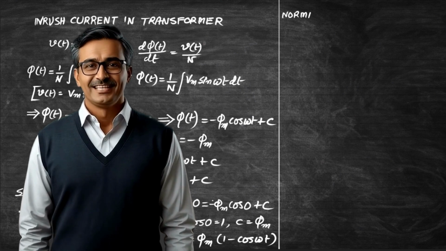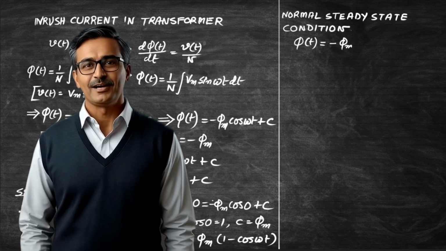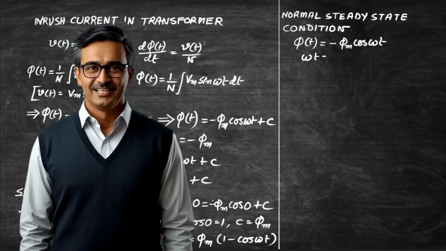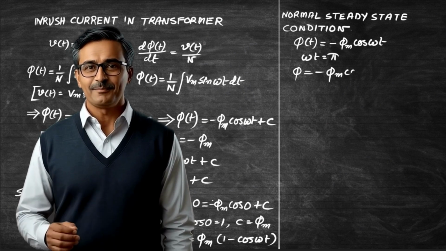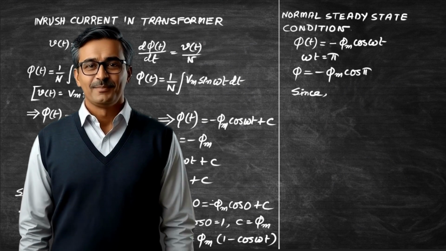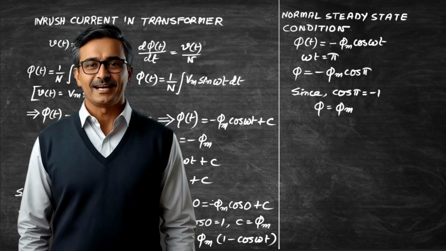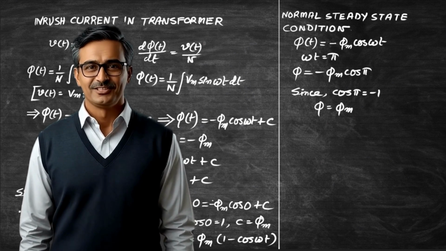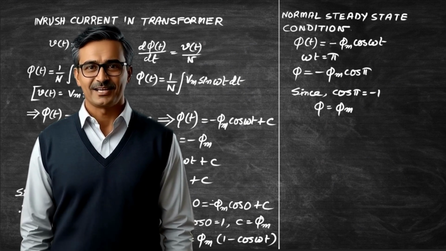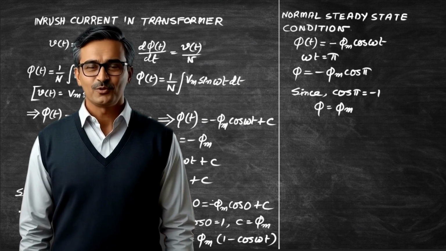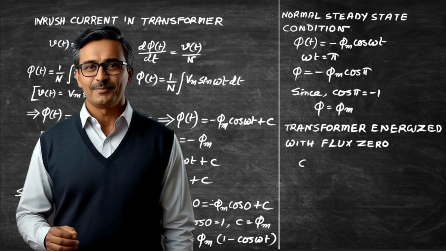First, consider the normal steady-state condition, where the flux equation is φ(t) = −φm cos ωt. If we put ωt = π, then the equation becomes φ = −φm cos π. Since cos π equals −1, we obtain φ = φm. This means that after half a cycle of the voltage, the flux reaches its positive maximum value, φm. The transformer core is properly designed to carry this flux without saturation. Therefore, nothing abnormal happens.